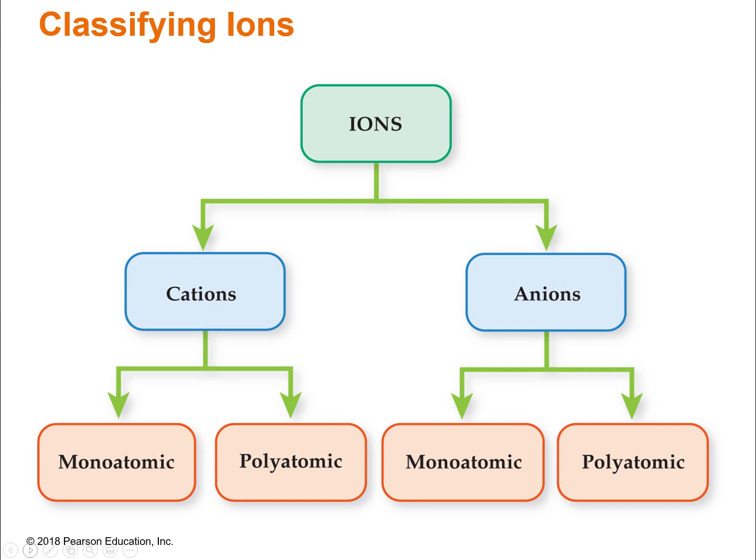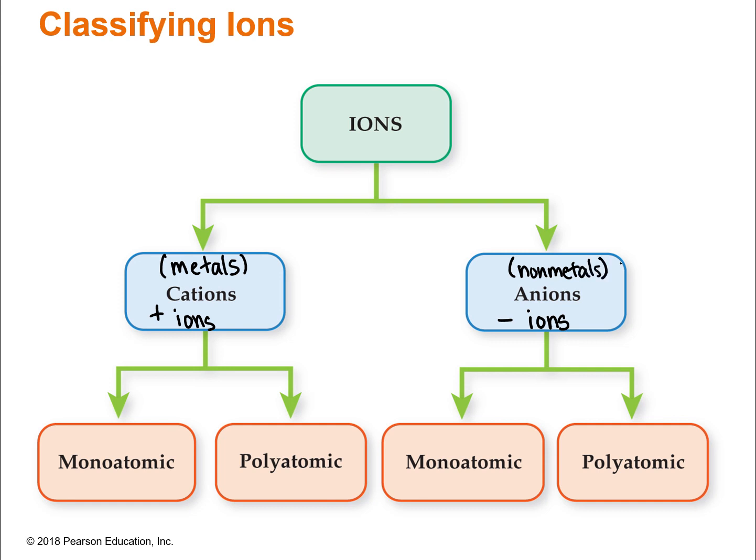So ions can be broken up into two categories, cations and anions. Cations are the positive ions. The only things that make positive ions, we're talking about metals here. So metals form cations. Anions are negatively charged ions. In general, we're talking about nonmetals.